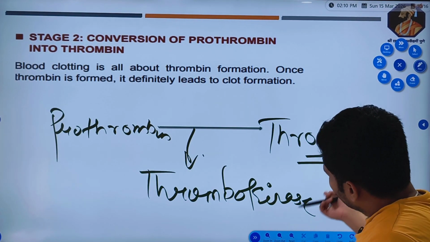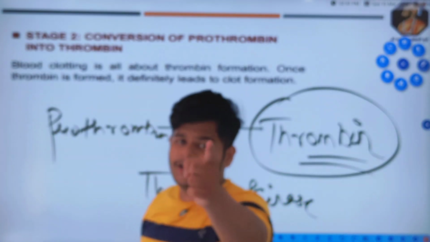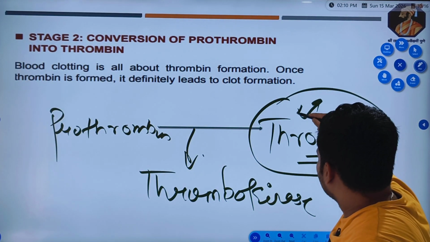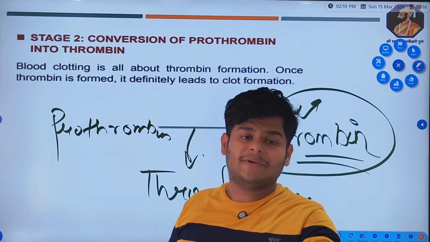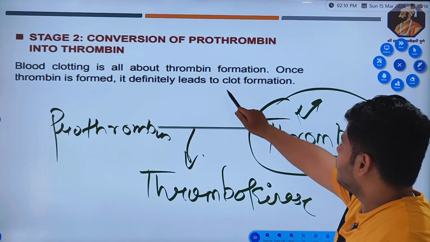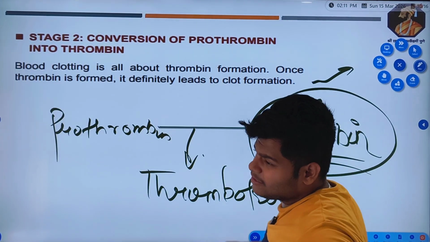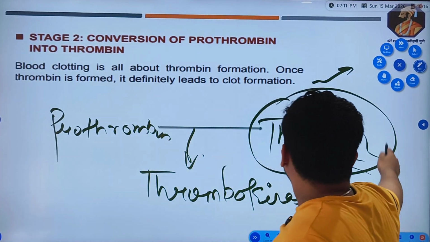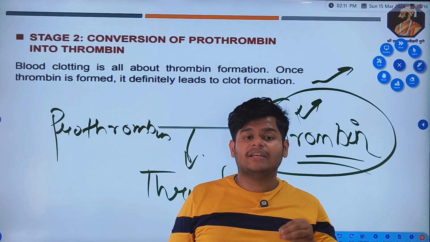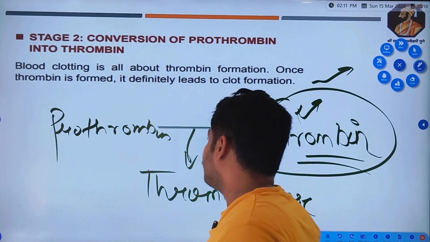Now this thrombin is very essential. When this is formed, surely there will be a blood clot. For testing purposes, if you see that thrombin is formed, then surely you can say that there is a blood clot. Blood clotting is all about thrombin formation. Once thrombin is formed, it will definitely lead to blood clot formation. When thrombin is formed, it makes more and more thrombin. But the initially formed thrombin activates factor 5, the fifth factor, which is very important, and it activates it via the positive feedback mechanism. I have told you earlier.